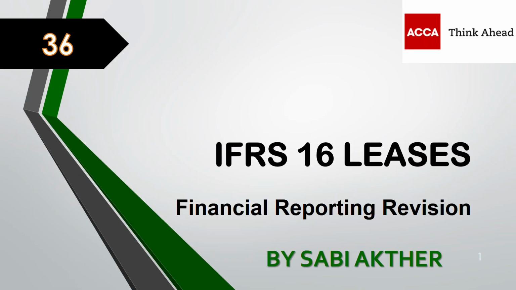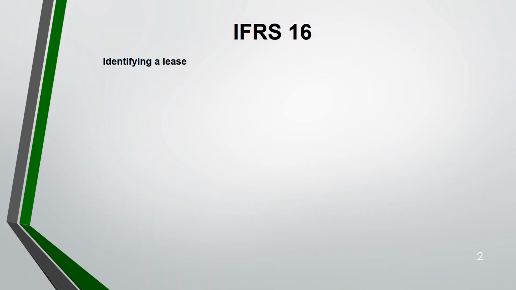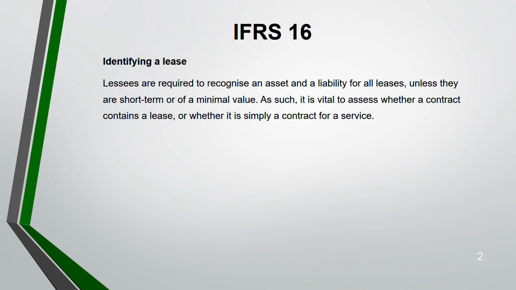Assalamu alaikum. Welcome to video 36, IFRS 16 Leases. Now, leases is applicable for both SBR and FR students. First, you have to identify a lease. Lessees are the ones who have taken a lease. The lessor is the one who has given the lease to the lessee. The lessee has to recognize two things: one, the right to use that asset; second, a liability because they have taken a lease. So they have to recognize an asset and liability for all leases unless the lease is for short term or of minimal value.